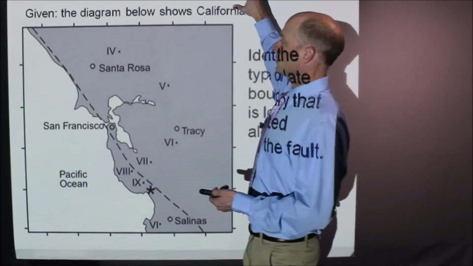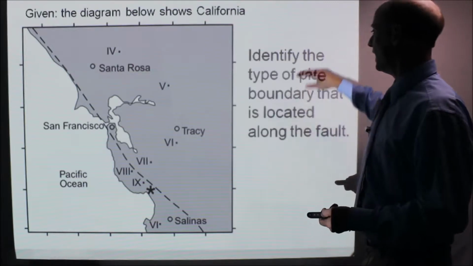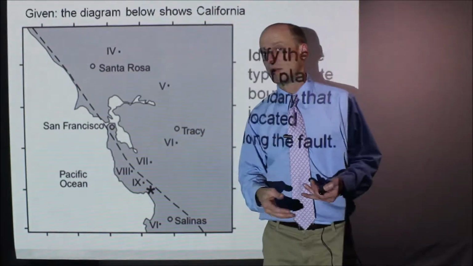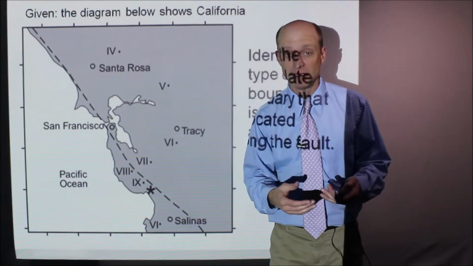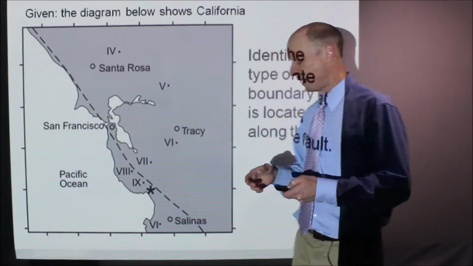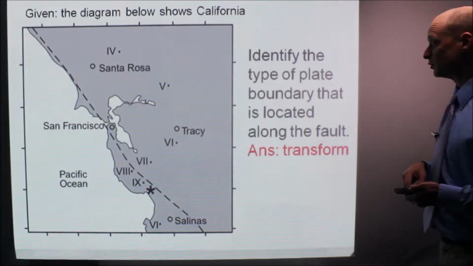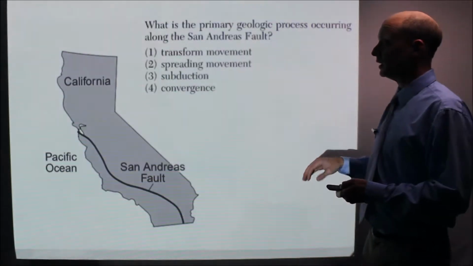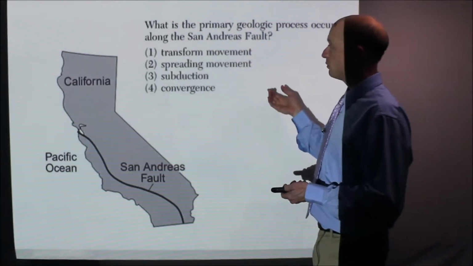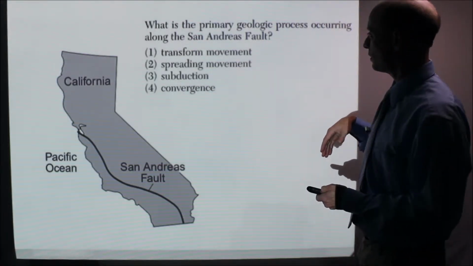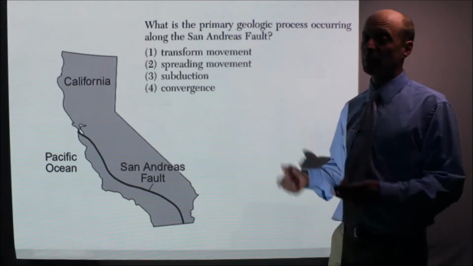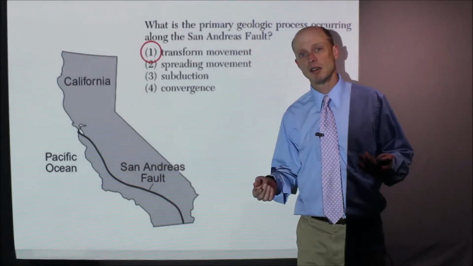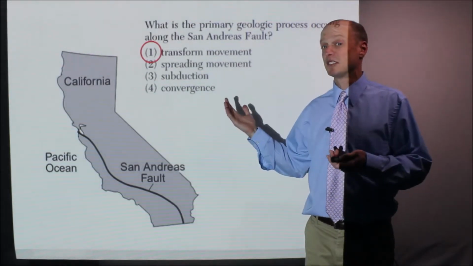And given in the question was the diagram below shows California. And it says identify the type of plate boundary that's located along the fault. That involves going to page 5 of the reference table, finding California, the San Andreas Fault there. And the answer is transform. Transform plate boundary. So, that's kind of a straightforward one. This, very similar. This is a multiple choice form. What primary geologic process is occurring along the San Andreas Fault? Same thing. Reference table, page 5, look it up, and you're going to get transform movement. So those are, if you know how to use a reference table, these are probably some of the easier questions.